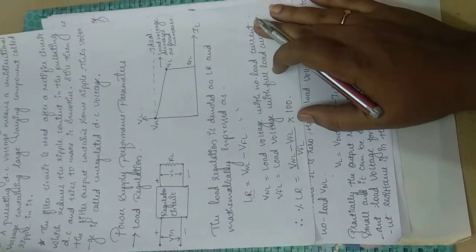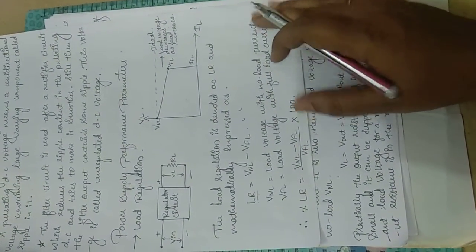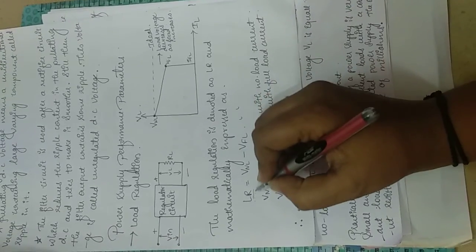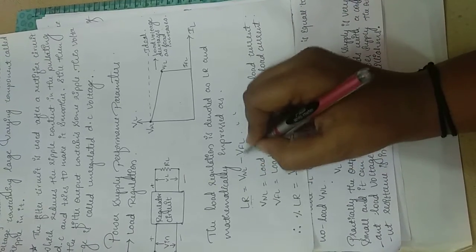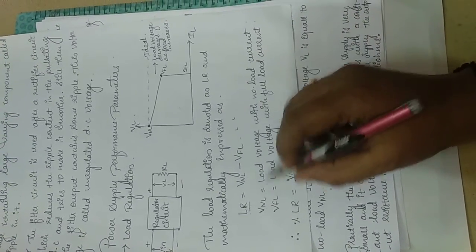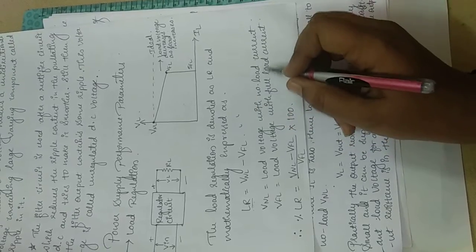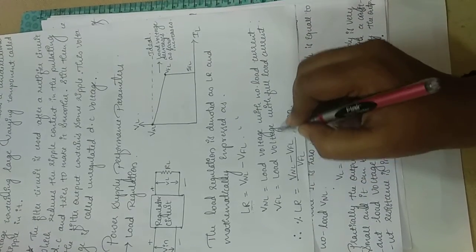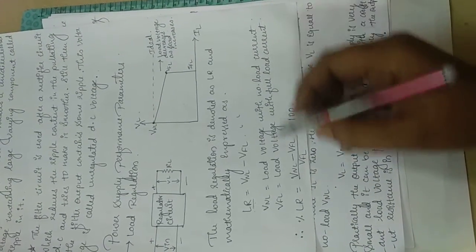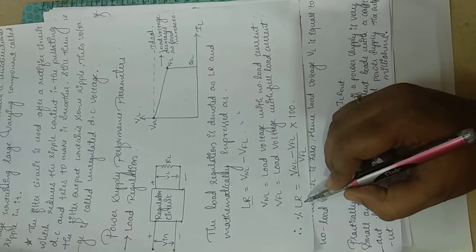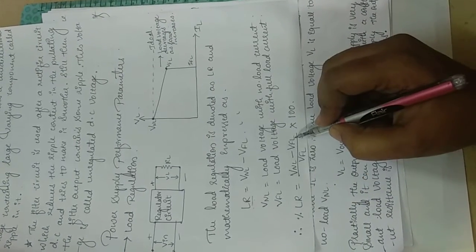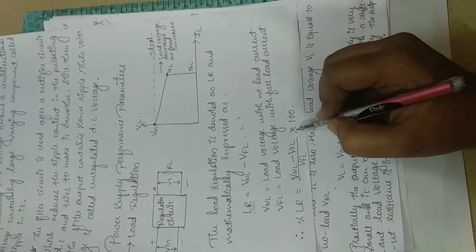Mathematically, load regulation is represented as LR equals VNL minus VFL. VNL is nothing but the load voltage with no load current. VFL is the load voltage with full load current. Then the percentage of LR is VNL minus VFL divided by VFL into 100.